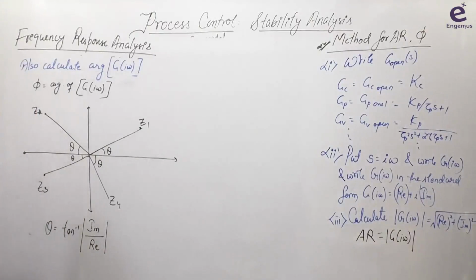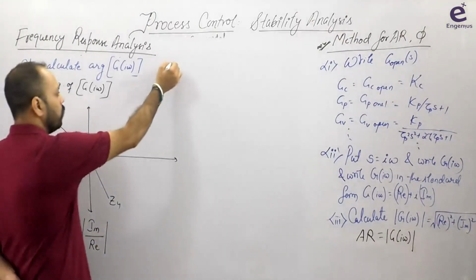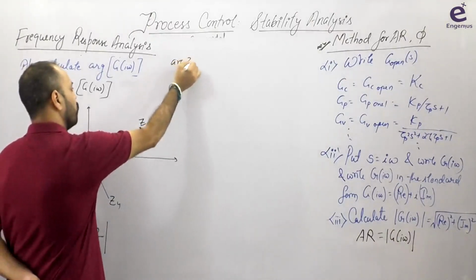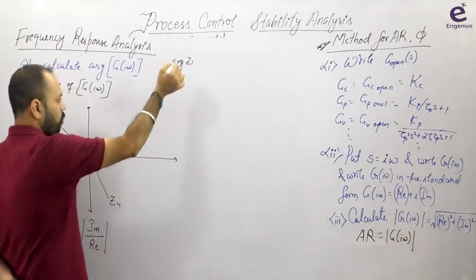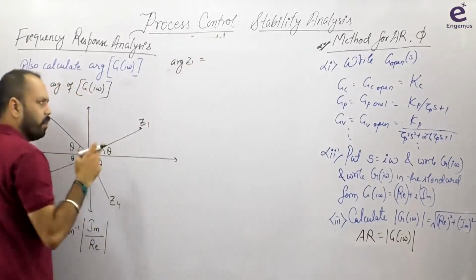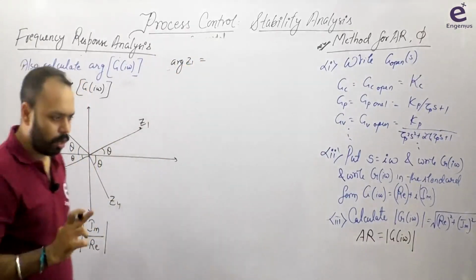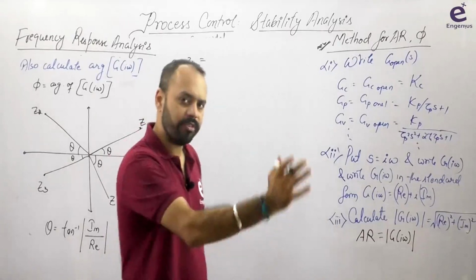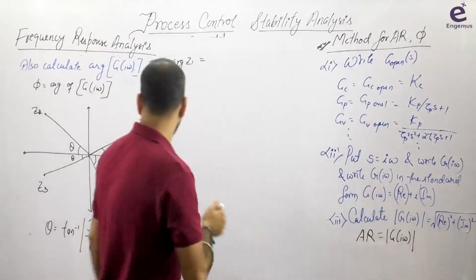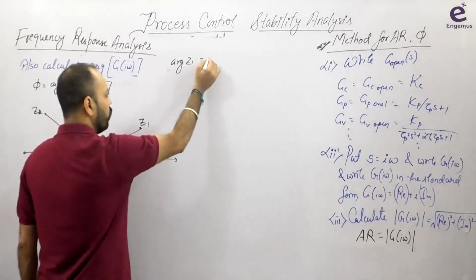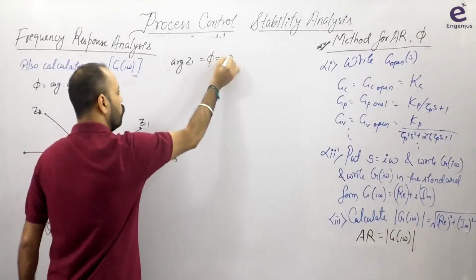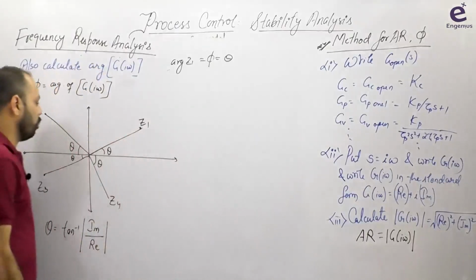Now what is the augment? So augment of Z1. Z1 is the complex number which is lying in the first quadrant. So for Z1, what is the definition of augment? Augment is the angle which the complex number makes with the positive direction of x-axis. This is the positive direction of x-axis and this angle is theta also. So augment of Z1 is equal to phi is equal to theta in this case, for the first case.